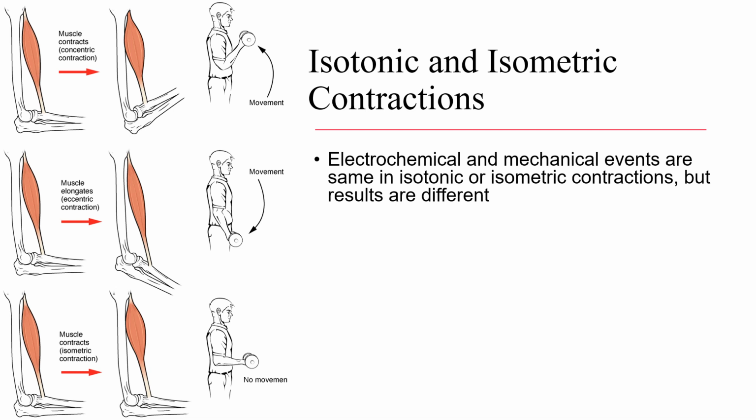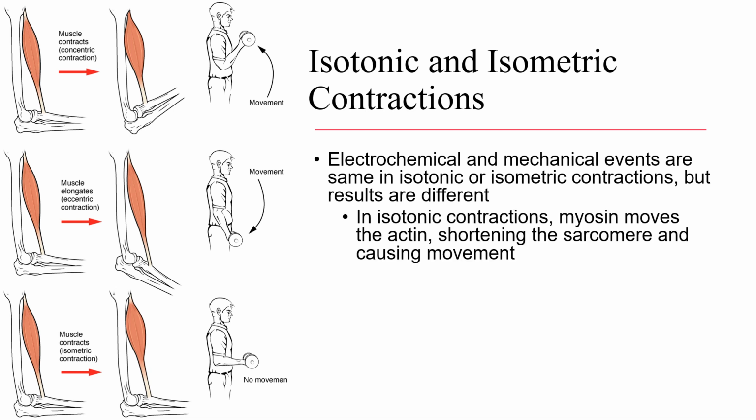So when we're looking at isotonic and isometric contractions, they're going to have the same electrochemical and mechanical events happening, but they're going to have different results. So in an isotonic contraction, the myosin will move the actin, shortening the sarcomere, and cause movement. So you're going to see that in these two upper cases of this muscle contraction right here. So you're actually going to have a change in the muscle.